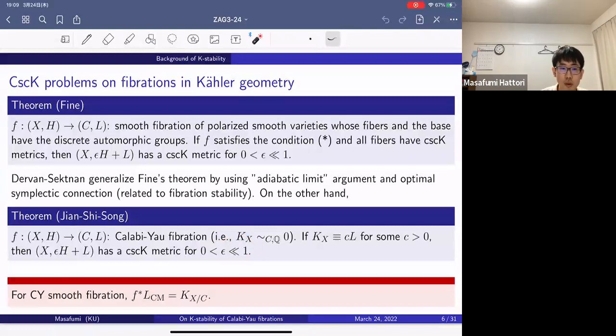And we remark that for a trivial smooth fibration, the CM line bundle equals the relative canonical divisor. So if the trivial fibration has smooth fibers, Jonsson's theorem follows from Fine's theorem in this case, when the trivial fibration is a smooth fibration.